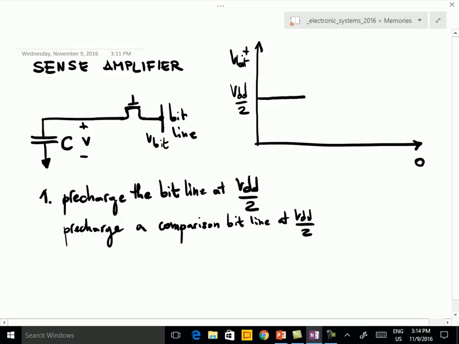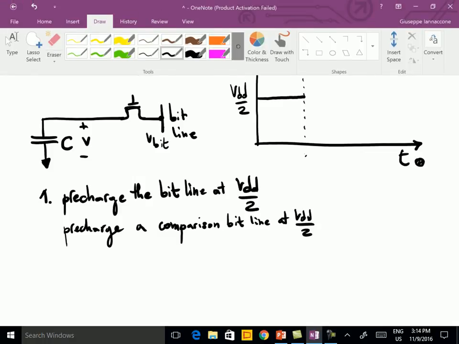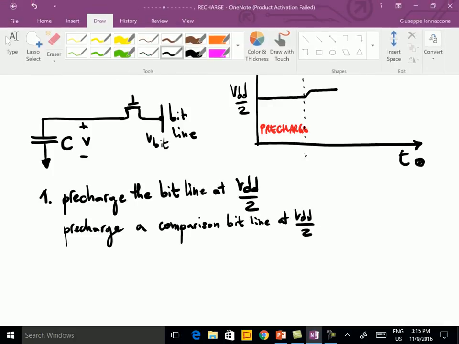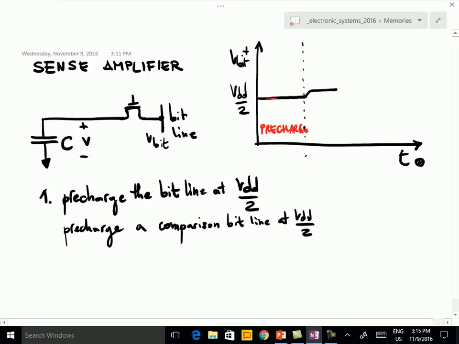This is time. So this is the precharge. Then we connect the bit line with the capacitance, which means we turn on the pass transistor, and then we have something like this. For example, if the voltage is high on the capacitor, here we'll observe a small change towards a higher value of the voltage on the bit line. On the comparison bit line, we have essentially no change. This is the comparison bit line.